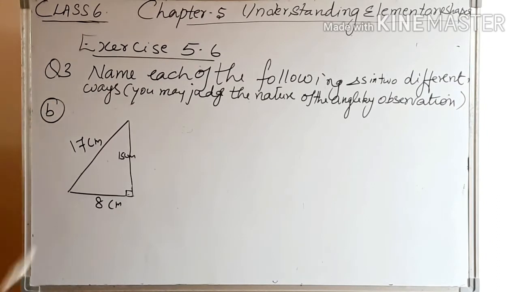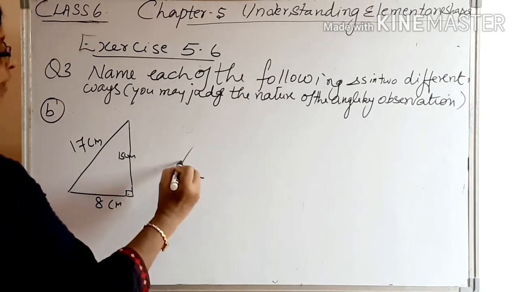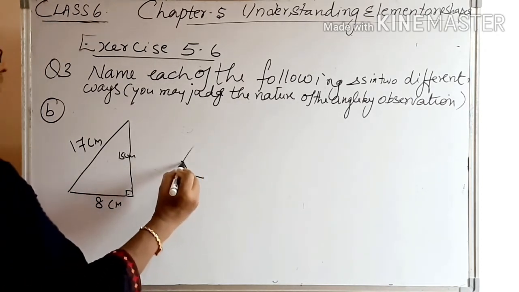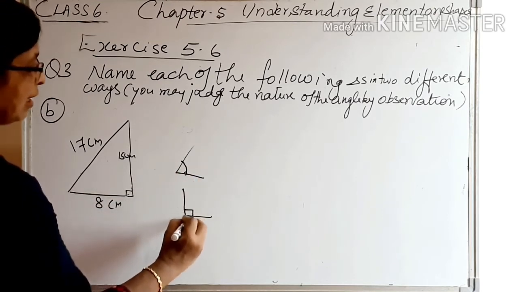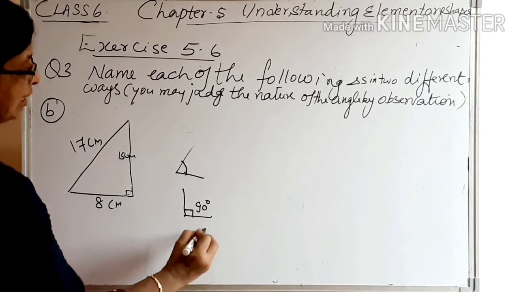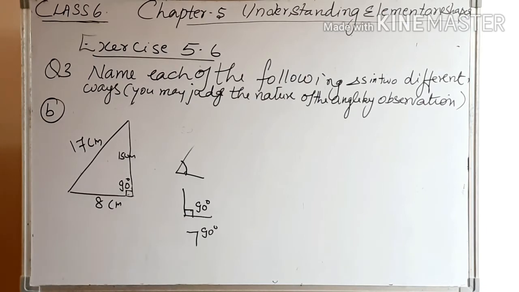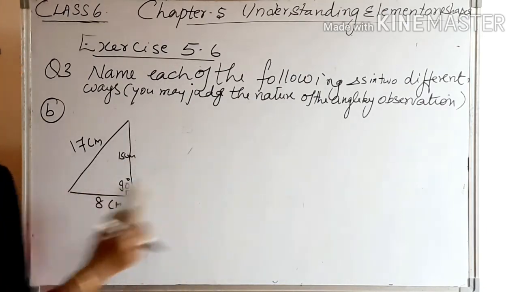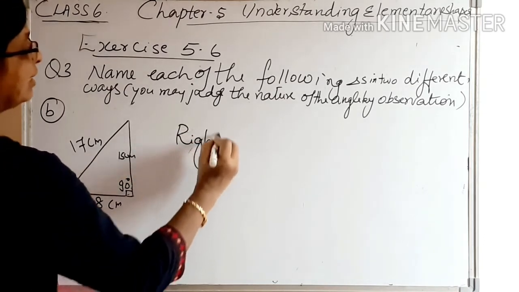Question number 3b. The triangle is given. This is 15 centimeter, this is 8 centimeter, this is 17 centimeter. One angle, when it is showing in this way, that is normal angle. If that is showing in this way, that is 90 degree. If we are showing in this way, that is 90 degree. This is 90 degree. Therefore, according to the angle, we can say that this is right angled triangle.